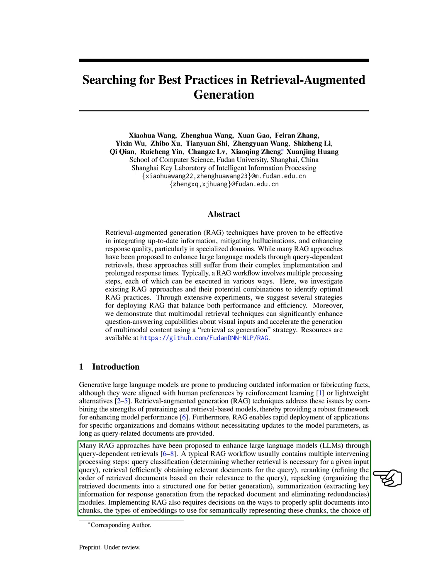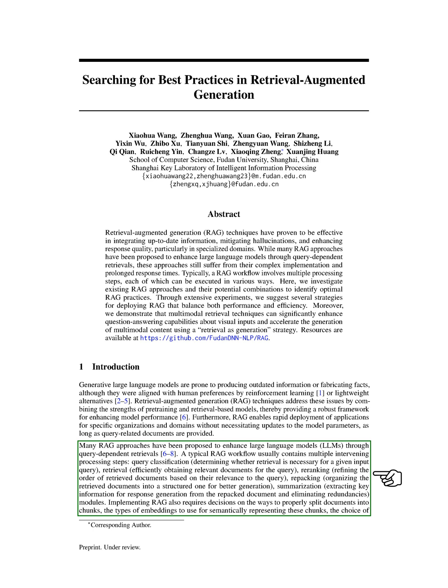Many RAG methods have been developed to improve large language models (LLMs) by incorporating query-dependent retrievals. A typical RAG workflow involves several key steps: determining if retrieval is needed for a given query, efficiently obtaining relevant documents, refining the order of retrieved documents based on query relevance, organizing retrieved documents for better generation, extracting key information from organized documents for response generation, and eliminating redundancies.